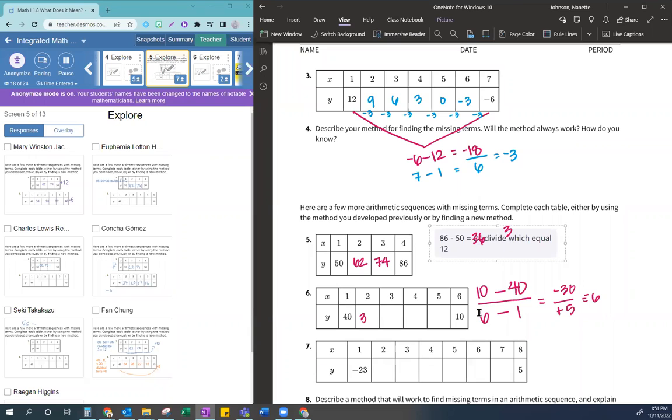Okay, so now you know how to do this. Now do this one and make sure that it completely makes sense. Okay, let me let you go here.